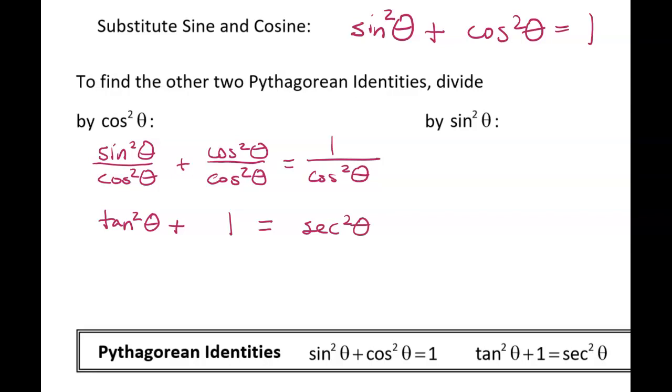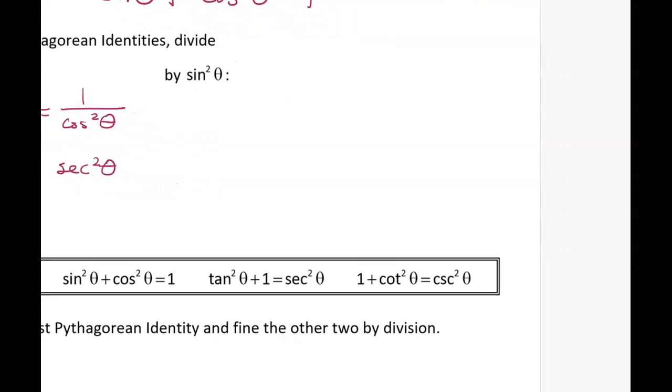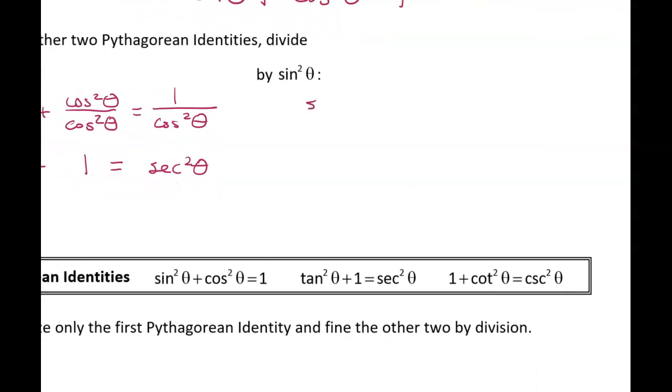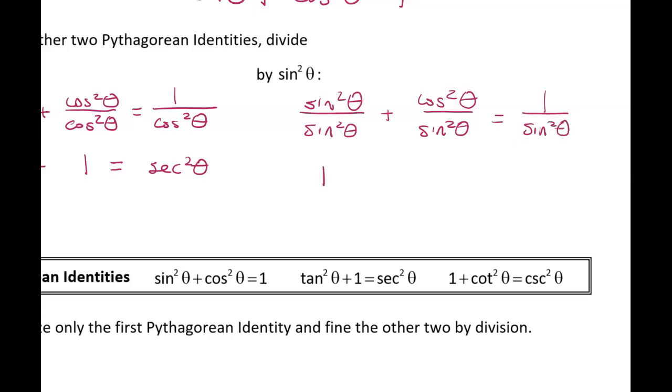Now let's take and divide that same trigonometric identity by sine squared of theta. So sine squared of theta plus cosine squared of theta is equal to 1, and all terms get divided by sine squared of theta. Sine squared over sine squared is 1. Cosine over sine is cotangent, so cosine squared over sine squared is cotangent squared of theta. And 1 over sine is cosecant, so that last term is cosecant squared of theta.